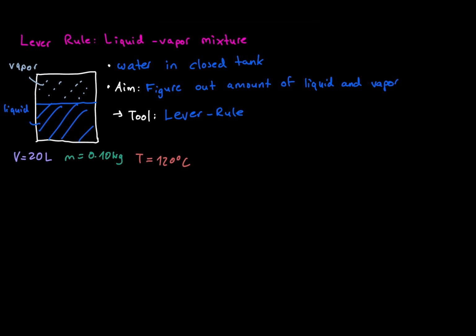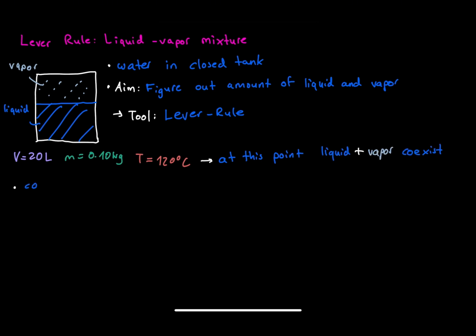We have a rigid tank with a volume of 20 liters and a total mass of 0.1 kilograms of water. The system is heated until it reaches 120 degrees Celsius. At this point, liquid water and water vapor coexist.